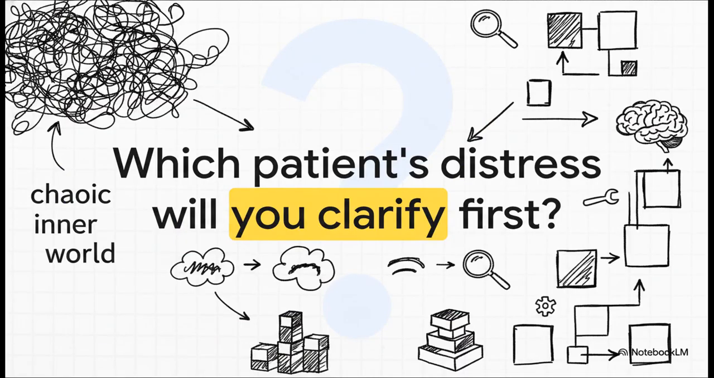So there you have it. These are the tools. They're not flashy, they're not complicated, but their power is in how you apply them. They give you a clear structure to navigate that messy, chaotic inner world of your patients and turn it into a roadmap for change. So the real question is for you. With these tools in hand, which of your patients' distress are you going to clarify first?